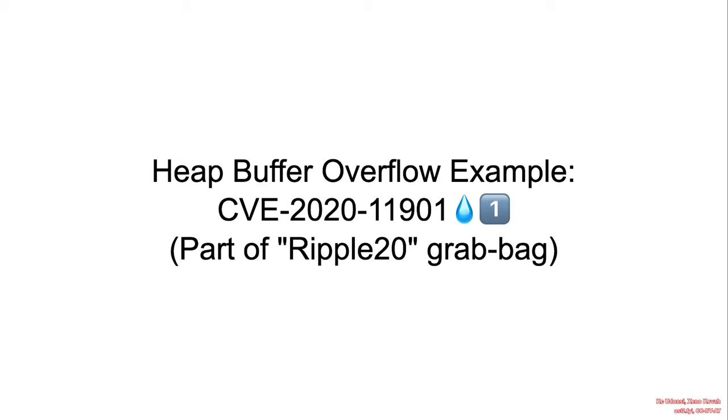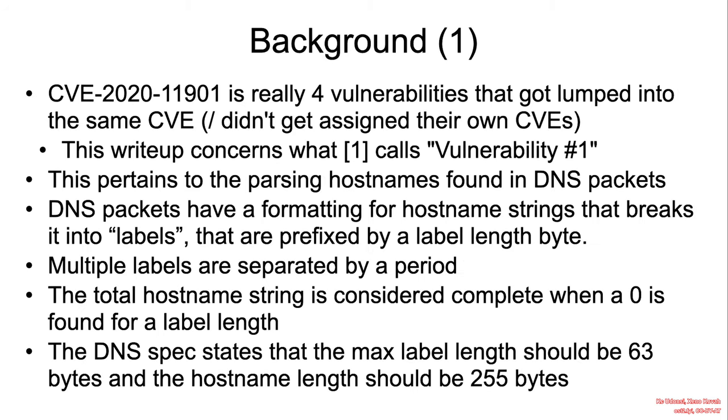This vulnerability was part of the Repo 20 grab bag discovered by JS of Tech Security Research. This vulnerability is really four vulnerabilities that got lumped into one in the same CVE. This write-up concerns the vulnerability referred to as vulnerability number one.